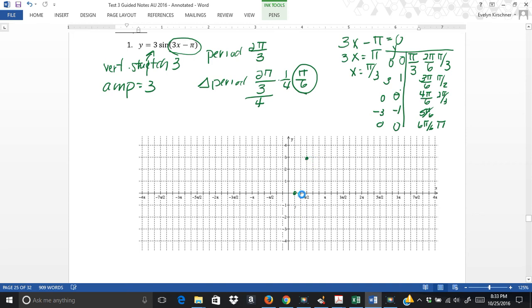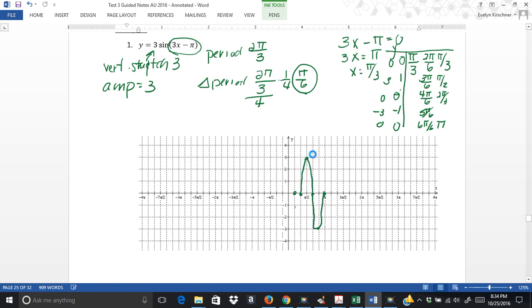Oh, sorry, this is pi over 3. Pi over 3, and then at pi over 2, it's at 3. And then 2 pi over 3, which is here, is 0. And then 5 pi over 6 is negative 3. And then at pi, it's 0 again. So that first point is wrong, but we have this here.